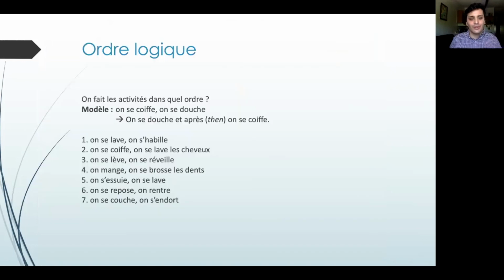And then they would go to auto-logique with this one. So this one, they're not doing anything really with conjugating. These are already conjugated. And we use the third person singular impersonal pronoun, which is on. So auto-logique. On fait les activités dans quel ordre? On se douche, et après on se coiffe. So they're just given two different verbs and they have to put them in the most logical order.